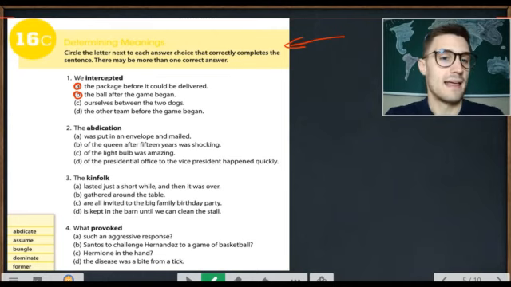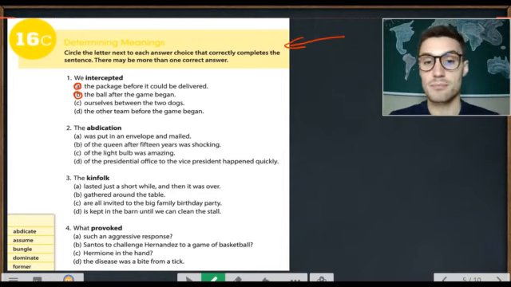Number 2. The abdication. A, was put in an envelope and mailed. B, of the Queen after 15 years was shocking. C, of the light bulb was amazing. D, of the presidential office to the vice president happened quickly. Now here I see 2 that are correct.